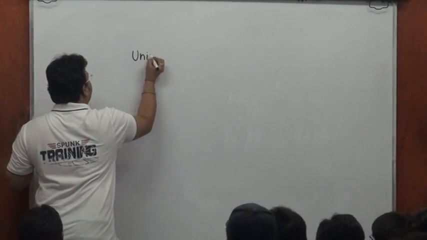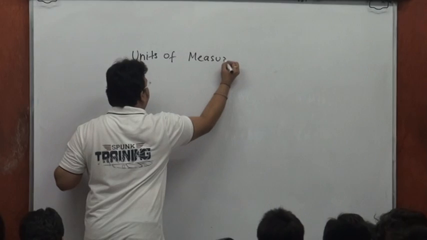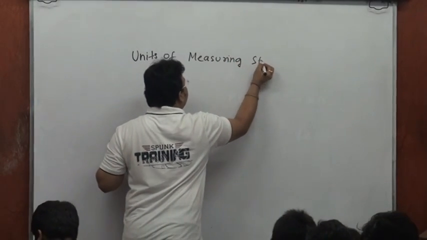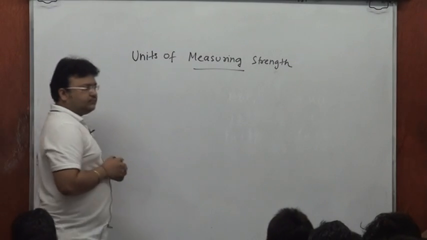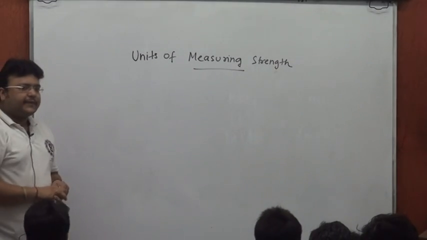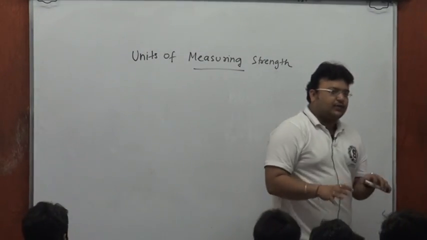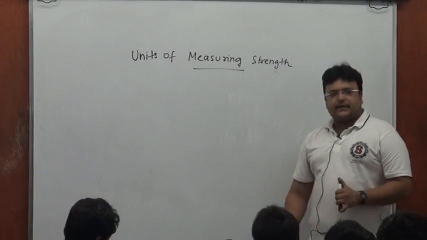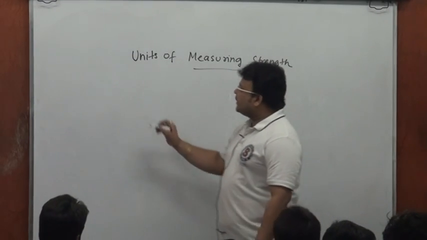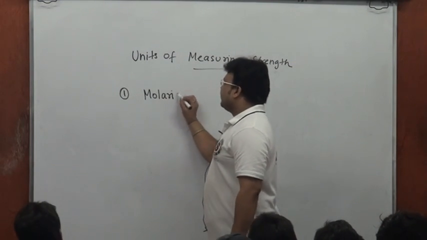Popular units of measuring strength of different aqueous solutions. Units of measuring strength of different solutions, which I already told you, could be an aqueous solution of an acid, base, salt, oxidizing agent, reducing agent, and we'll begin with the most popular of them, which is molarity.